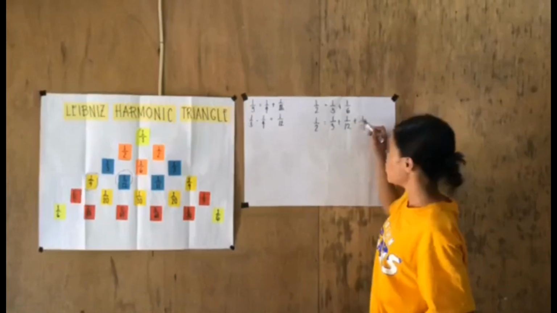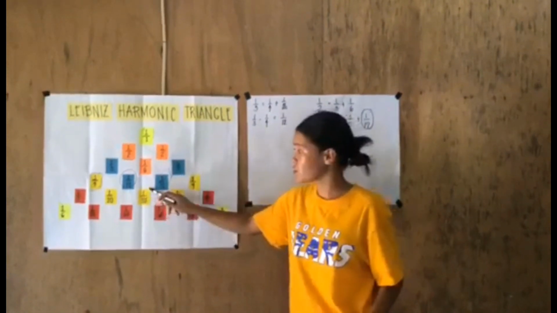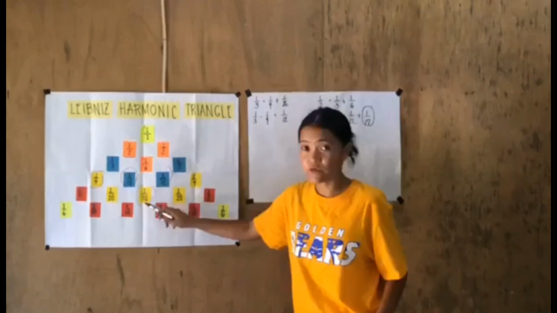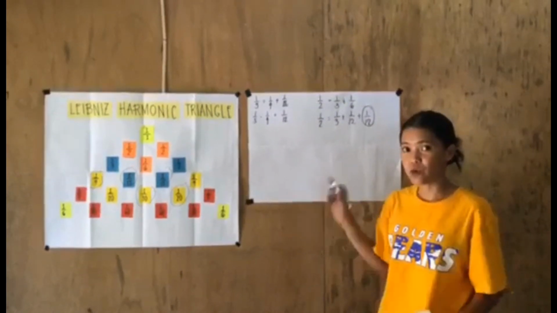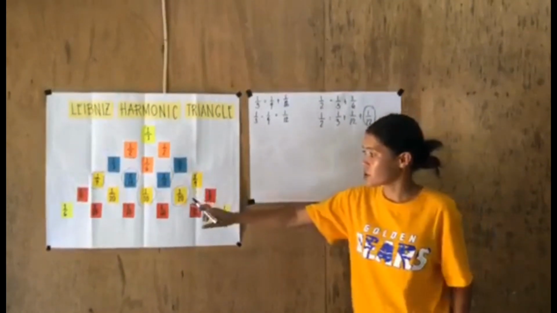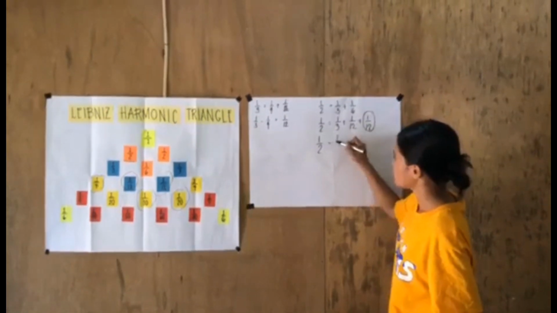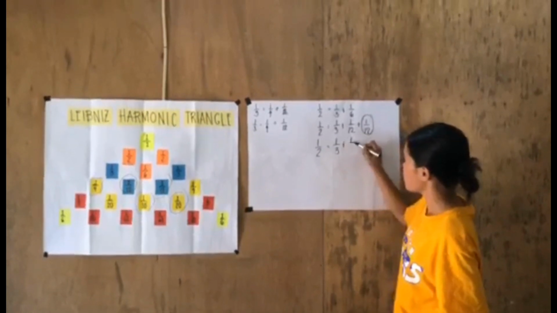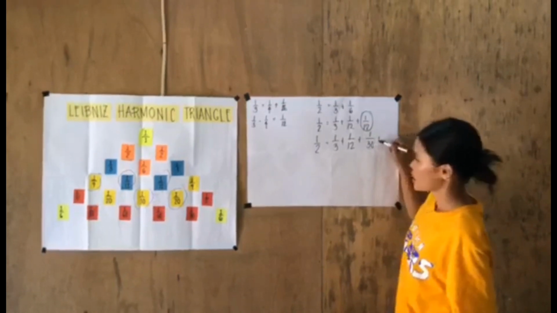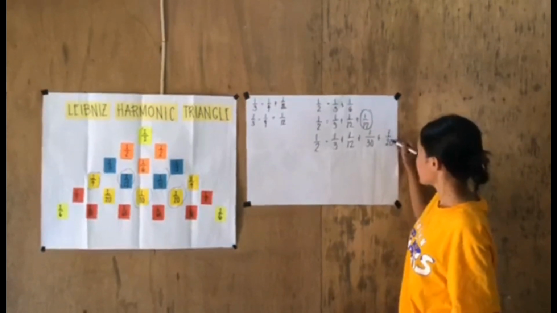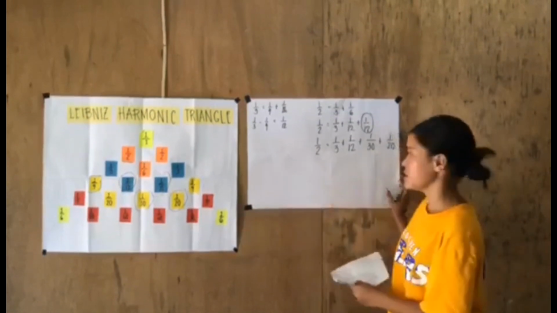However, 1/12 is also the sum of the two entries below it, which is 1/30 and 1/60. So we also change 1/12 to 1/30 plus 1/20. So 1/2 is equal to 1/3 plus 1/12 plus 1/30 plus 1/20. And we just need to continue the process until infinity.